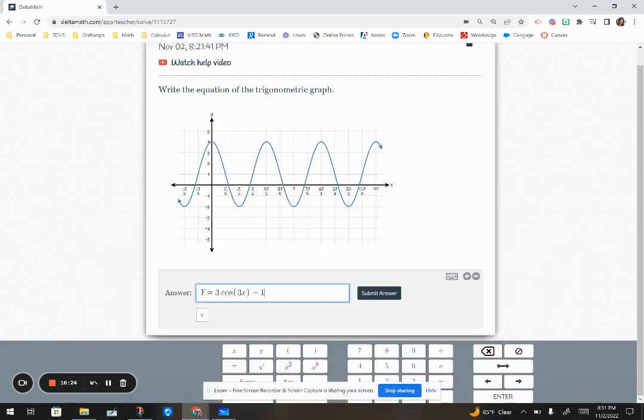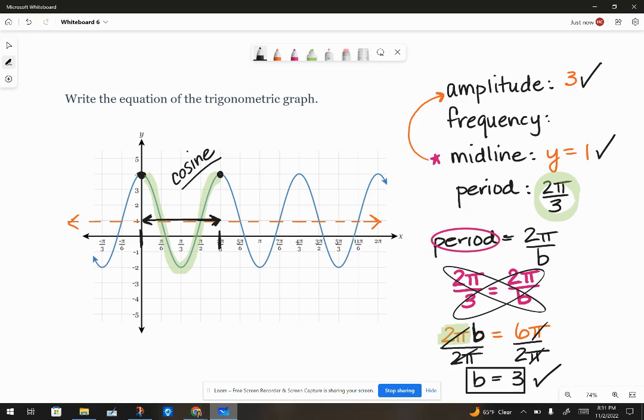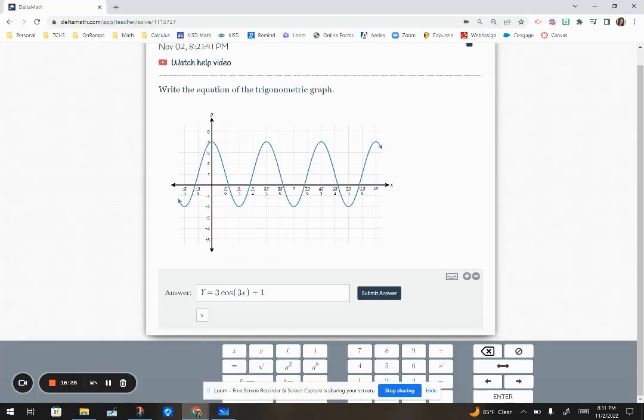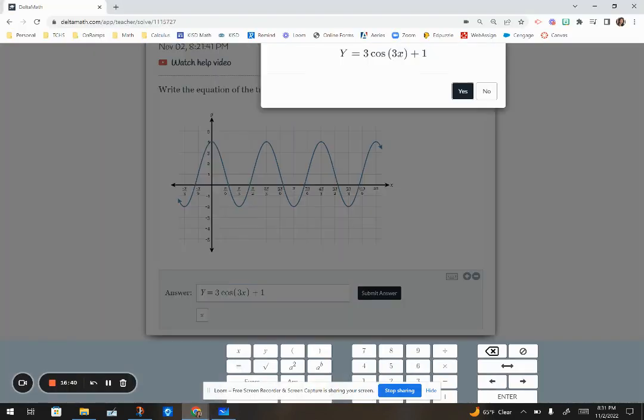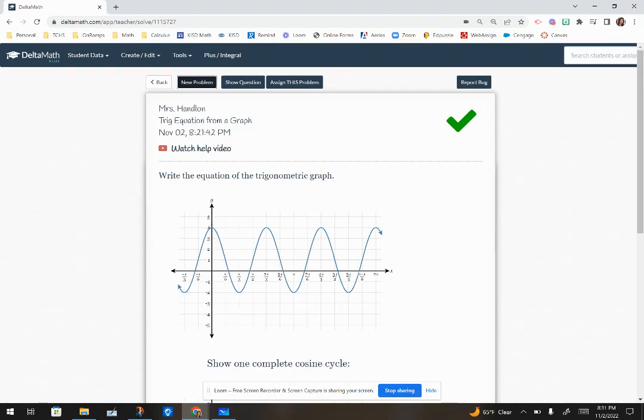Let's see if it typed out right. Okay, so y equals 3 cosine 3x plus 1. Let me make sure. 3 is your A, B is your 3, and D is your 1. And so let's see if you submit. And we got it correct. Okay, so pull that information out from your graph.